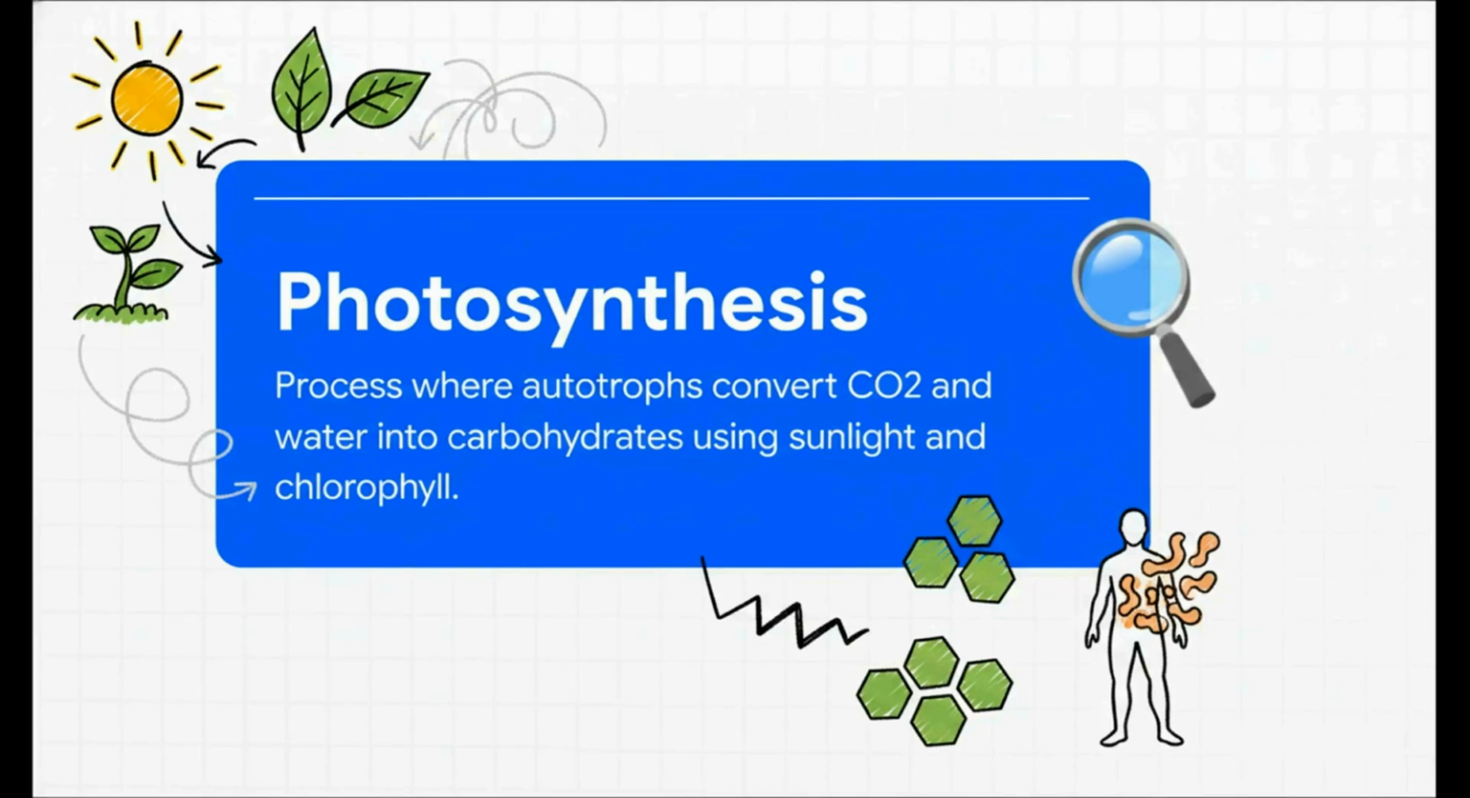Let's zoom in on those autotrophs for a second. Photosynthesis is basically the magic process where autotrophs take in carbon dioxide and water and completely convert them into carbohydrates using sunlight and chlorophyll. And these carbohydrates are what actually provide energy to the plants.